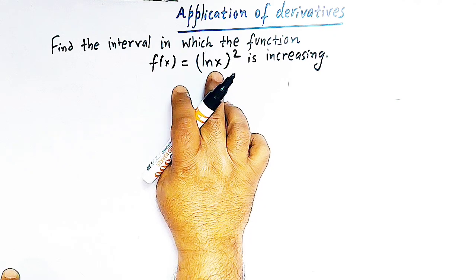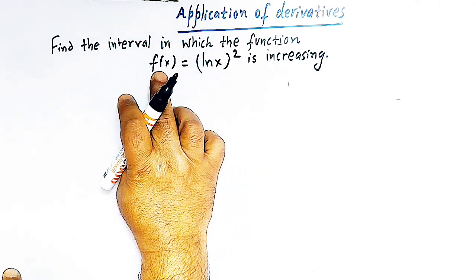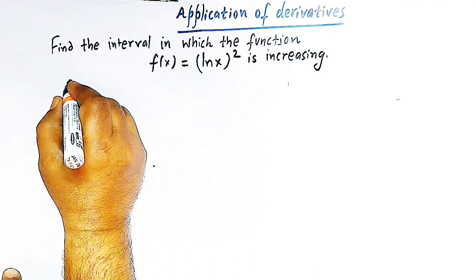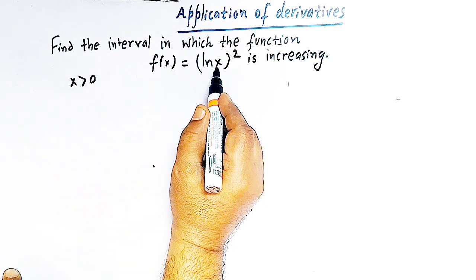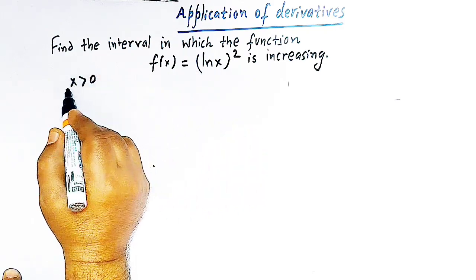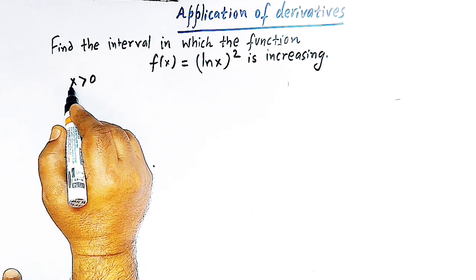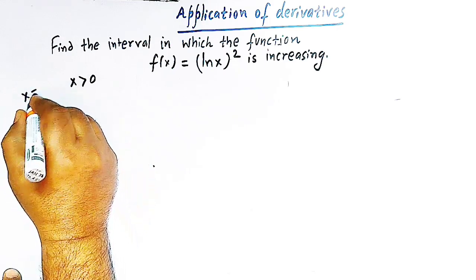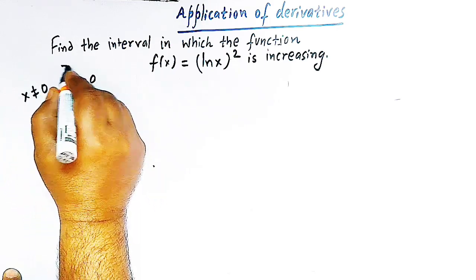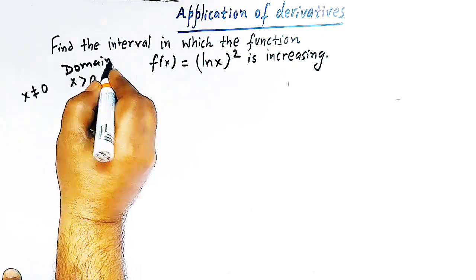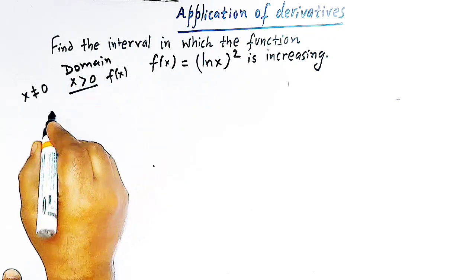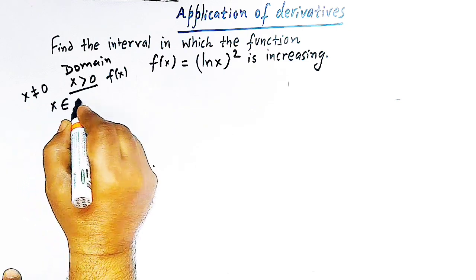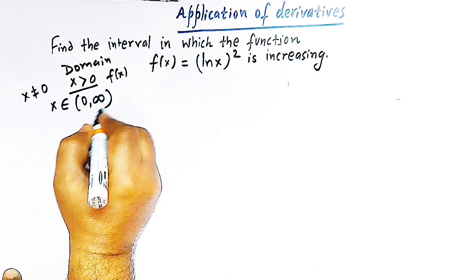So here we see that the domain of this function f of x is given by x greater than 0. Logarithm of x is defined only for positive values of x, and x is not equal to 0. So the domain of f of x is given by x greater than 0, or x belongs to the interval 0 to infinity.